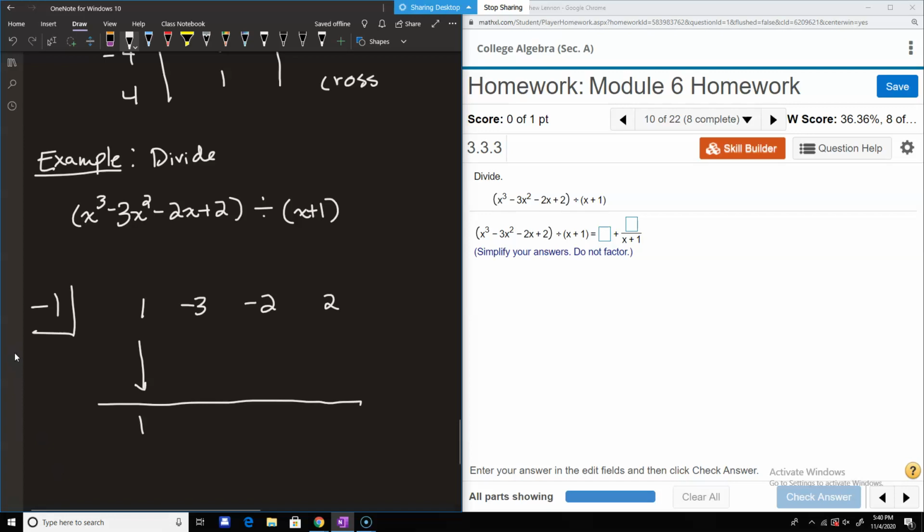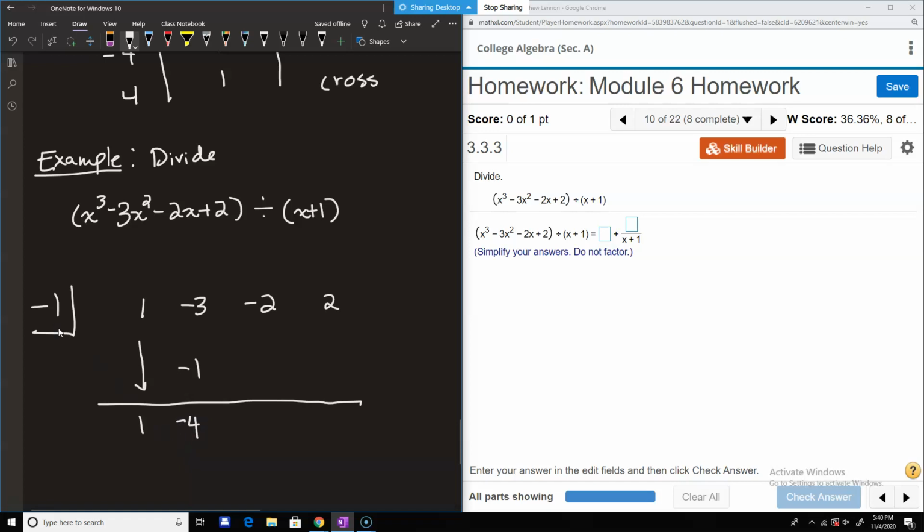Now, whenever you get a bottom number, or a number in this bottom row, you multiply it with the number in the corner, and then you write it above the line below the next number. So I'm going to take 1 times -1, and I'm going to write that result -1 here. Now I'm going to add the numbers in that column. -3 plus -1 makes -4.